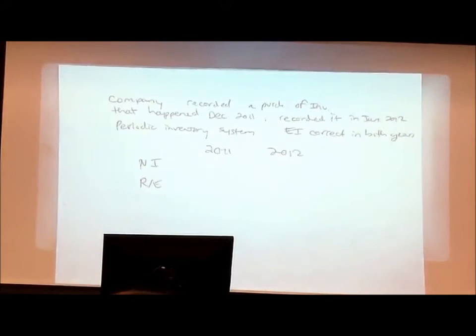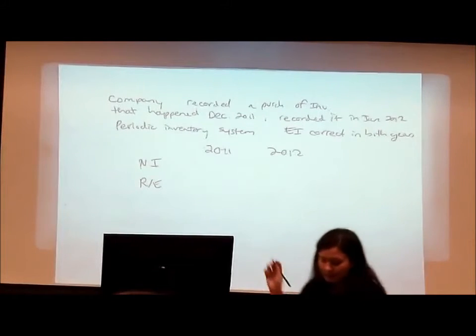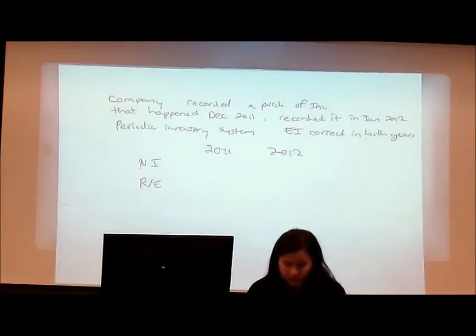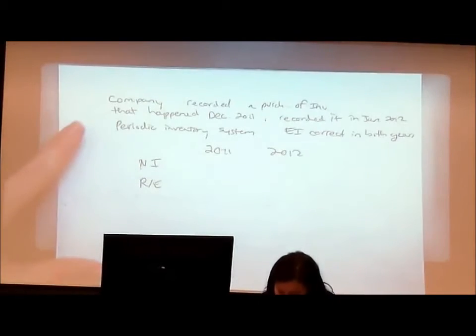December. They reported it in January. Was it okay to report it in January? No, that's a mistake, right? You always report it in the period that it happens. And they have a periodic inventory system. Ending inventory, they said, was correct in both years. They counted it and it was right.